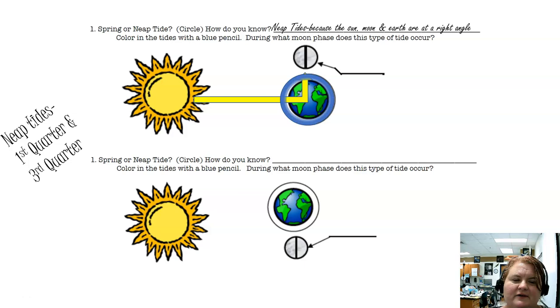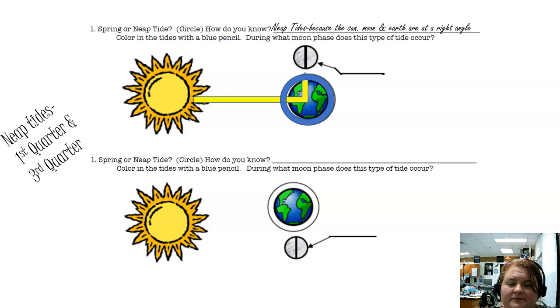And now it's time to color the water. Notice there are no large bulges on the ocean for this. There would be more of a bulge than it shows in this diagram. The diagram exaggerates a little bit. There would be more of a bulge than you see, but there's a very small difference between high tide and low tide, and so that bulge kind of goes away.